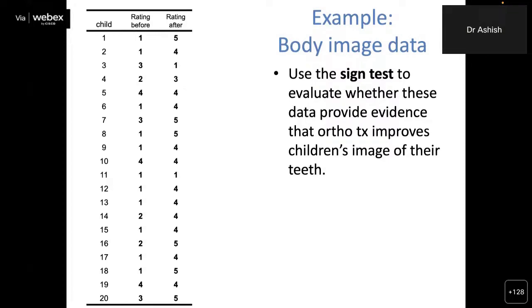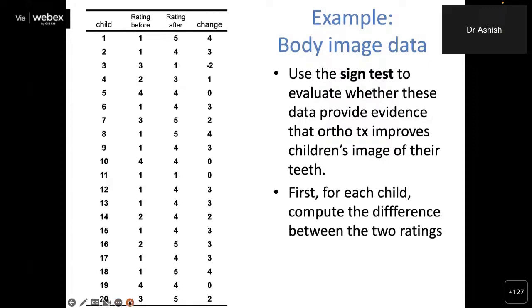Okay, so you have the data on 20 children, and they are asked to rate their teeth image before treatment and after treatment. So we are getting this information as before and after ratings. We are performing a sign test for this.